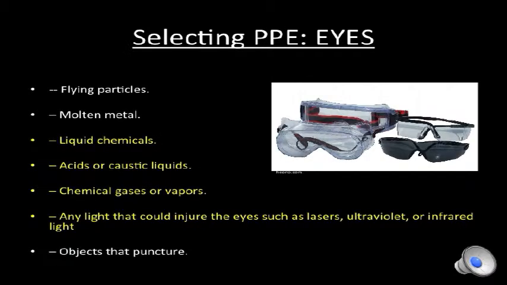Washington Administrative Code requires the use of eye protection for exposure to any of the following hazards: flying particles, molten metal, liquid chemicals, acids or caustic liquids, chemical gases or vapors, any light that could injure the eyes, and objects that can puncture.